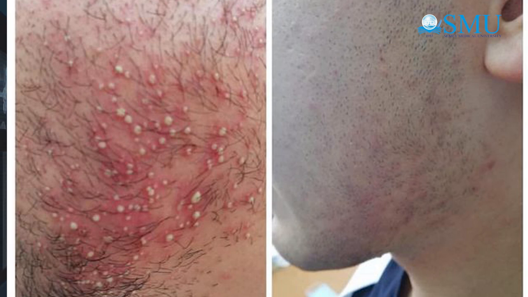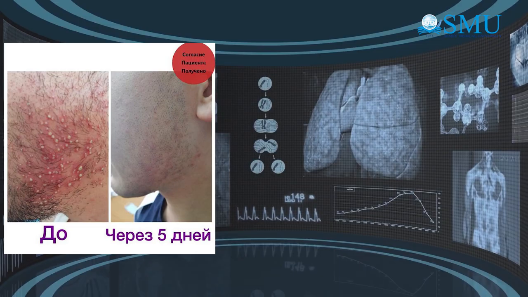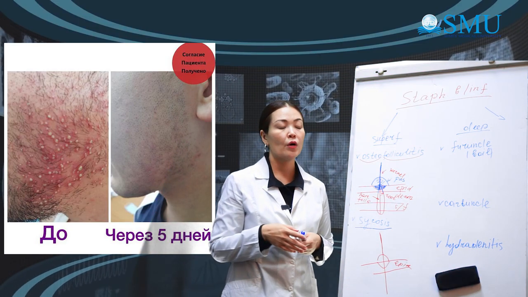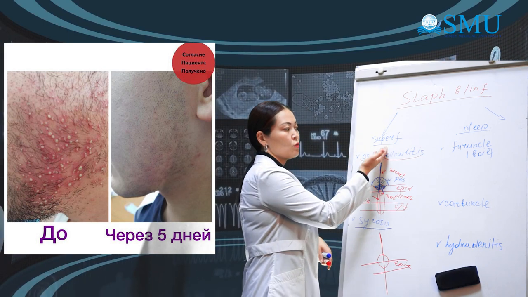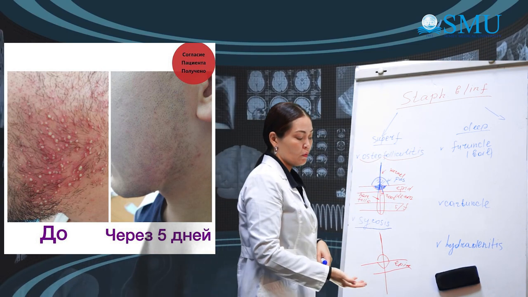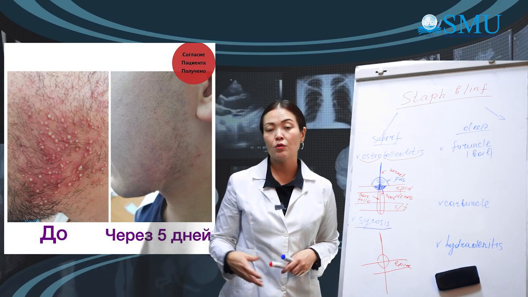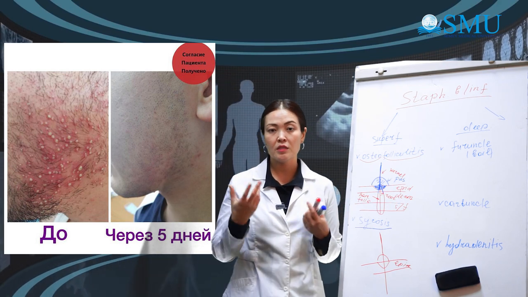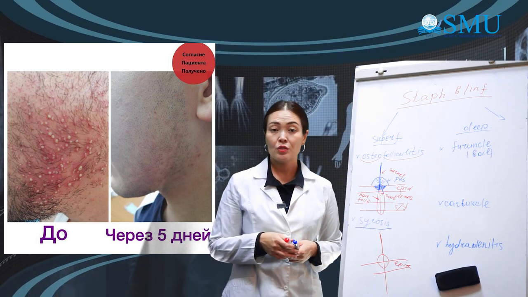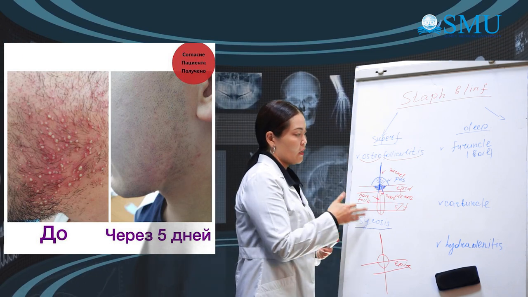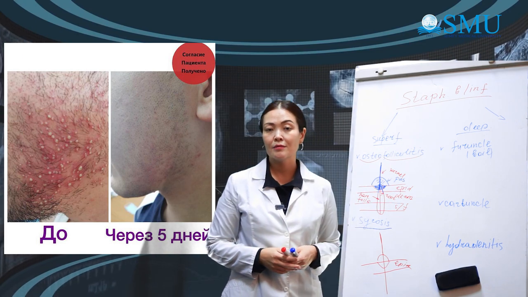And this is the same patient after one week of treatment. You see that after treatment, everything is fine with this patient, all lesions went away. So it proves to us that the process was superficial and located only in the epidermis, because this patient doesn't have any scars on his face. So, these are the main changes between ostiofolliculitis and sycosis.